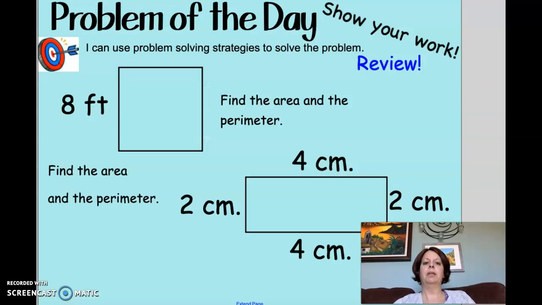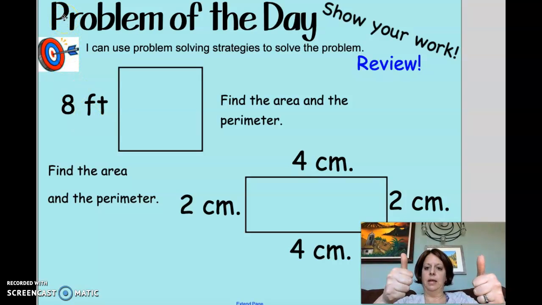And moving on. It's time for the problem of the day. I can use problem-solving strategies to solve the problem. This is review, guys. So we're finding area and perimeter of both of these quadrilaterals. All right, so I'm going to pause it, and I'd like you to figure these out either on a piece of paper or using your tablet. All right, and let's begin.